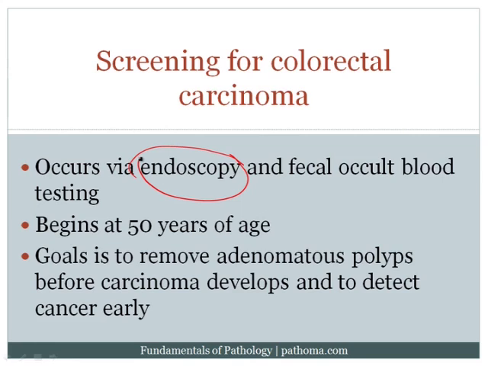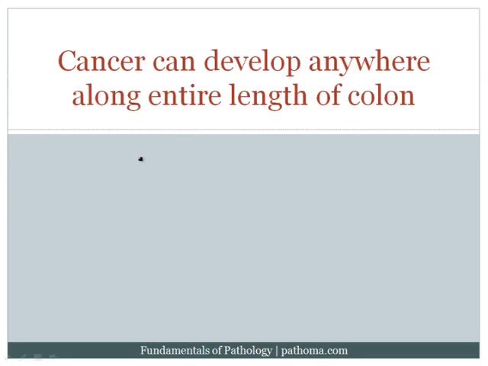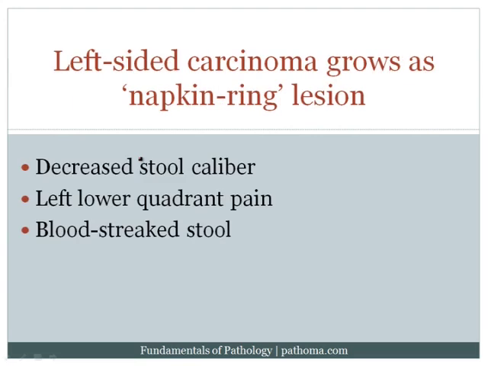before clinical symptoms arise. Now, it's important to also note that cancer can develop anywhere along the entire length of the colon. Left-sided carcinoma usually grows as a napkin ring lesion, and the idea here is that if you've got a left-sided cancer, it tends to grow circumferentially around the entire lumen, and it squeezes down on the lumen as if a ring would squeeze on a napkin. And so they call that a napkin ring lesion.